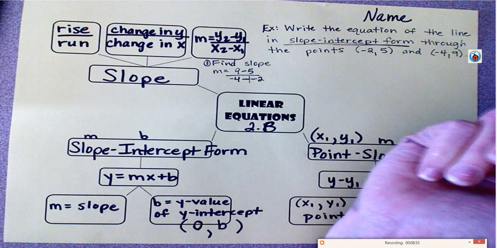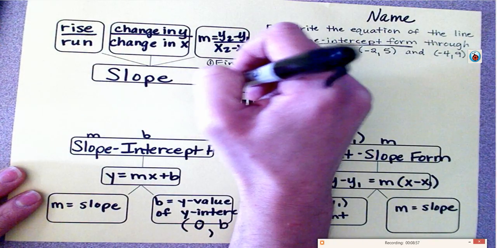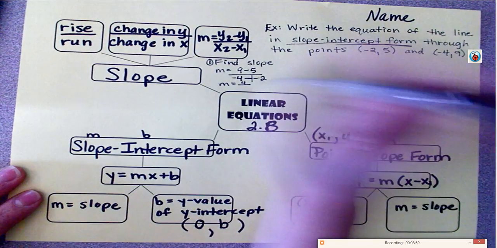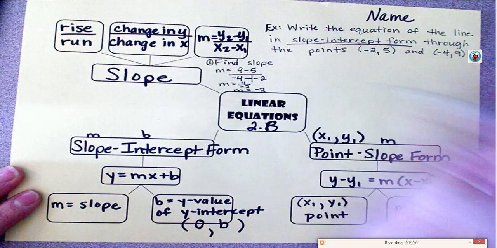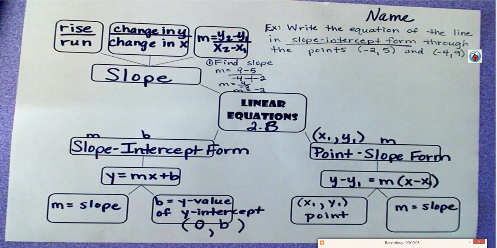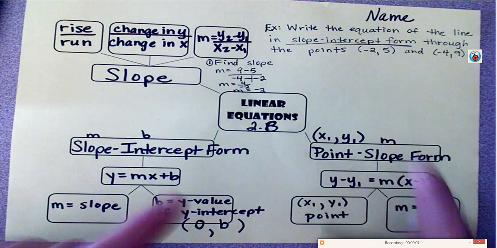So from that point, 9 minus 5 should have given you 4. -4 plus 2 is -2. And when you divide 4 by -2, you get -2. And so now you have your slope. And you have to have your slope to do either one of these forms.